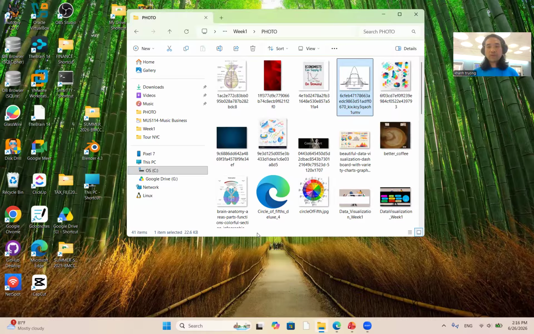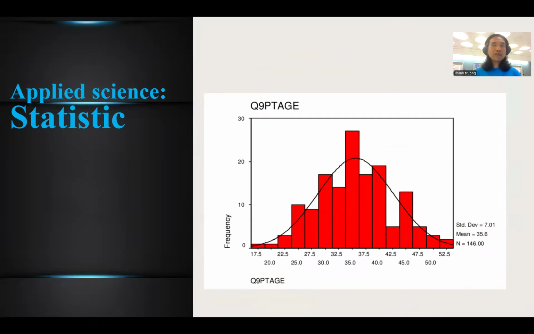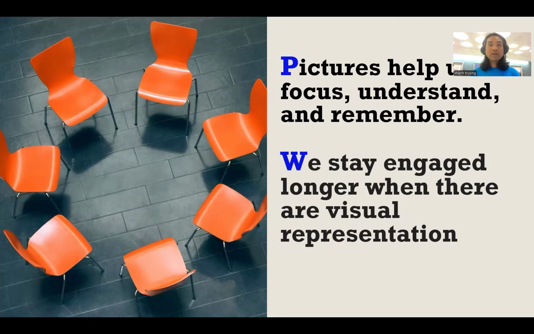When it comes to statistics, it's really hard to explain all this without using graphs. Take a look at all these things that really inspire you. They all have one thing in common: they all use pictures. Why? Pictures help us to focus, understand, and remember. We stay engaged longer when there is some visual representation.